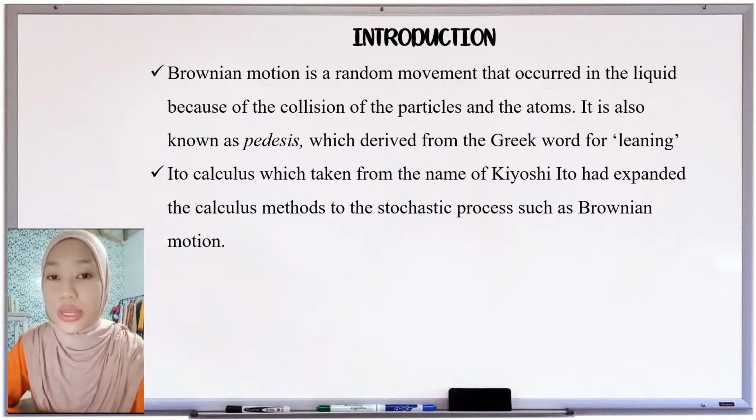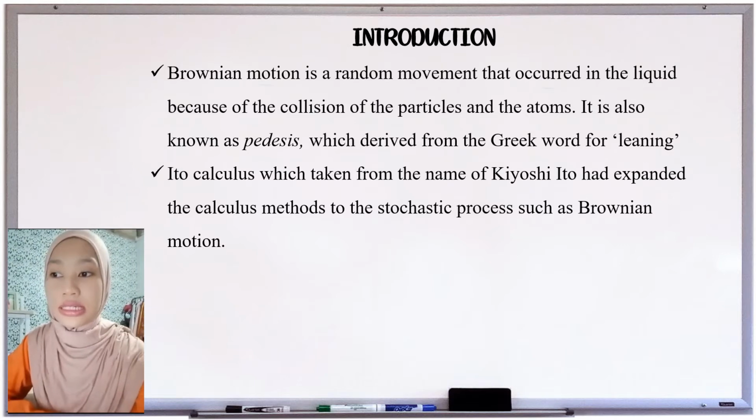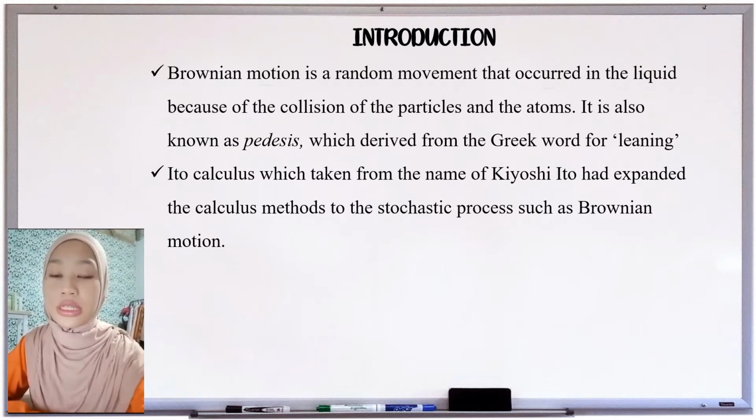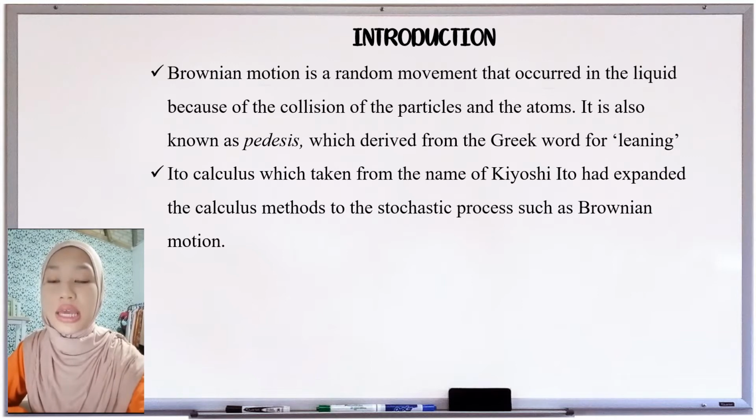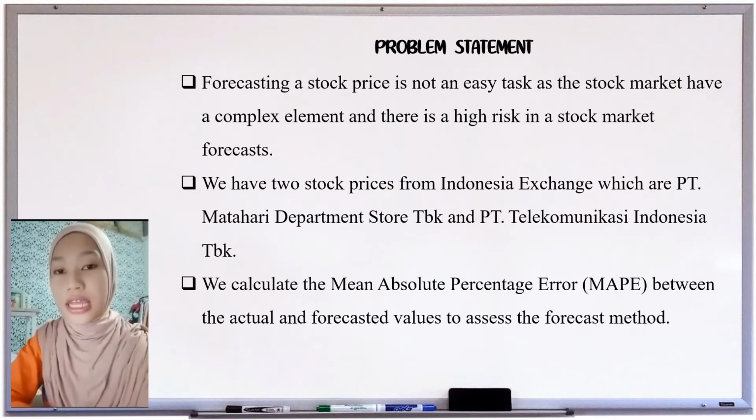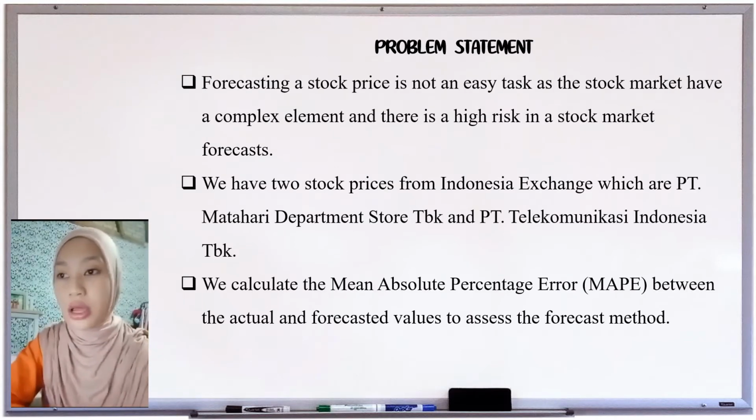It is also known as the pedesis, which derives from the Greek word for leaping. Ito calculus is taken from the name of Kiyoshi Ito, who expanded the calculus methods to stochastic processes such as Brownian motion.